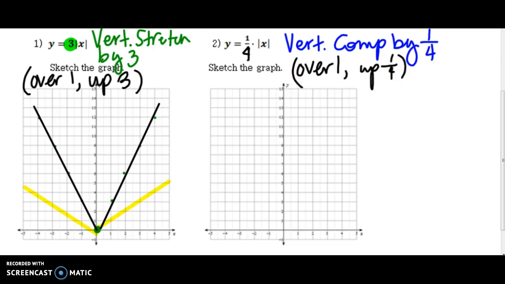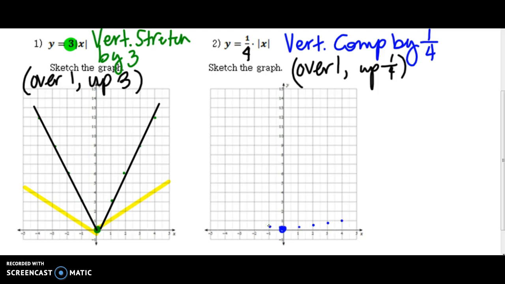So I'm going to start with my original point at 0, 0. And then here's where you have to be very careful, because if I go over 1, I can barely move up any by moving up 1/4. And then you're going to go over 1, up 1/4, over 1, up 1/4. So it takes me 4 full steps to the right to be able to get to that first dot. Okay, so you can see, oh, my dots just disappeared. You can see that this thing's going to definitely be really flat looking.